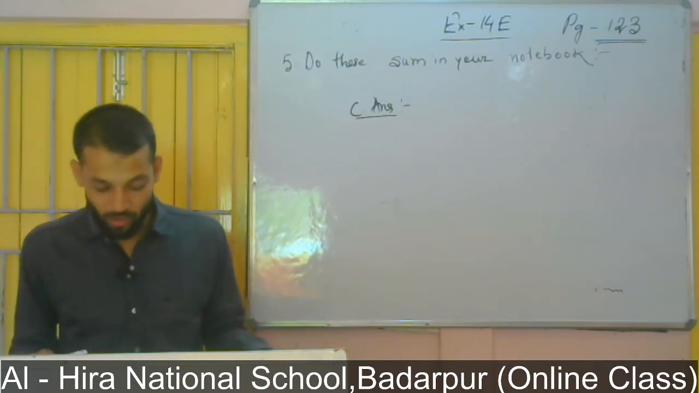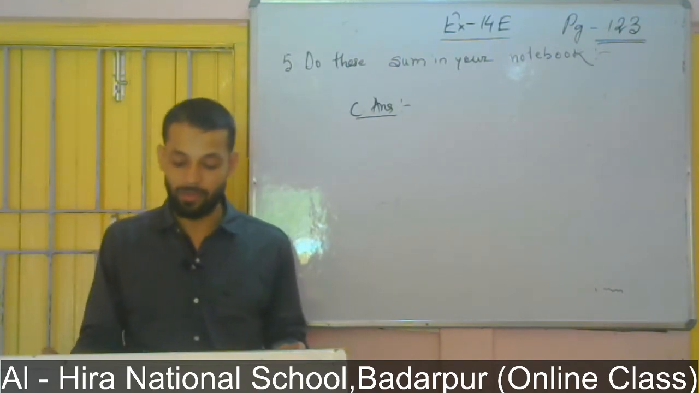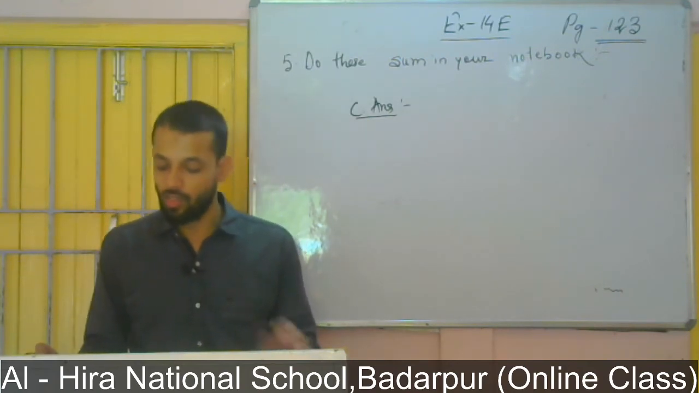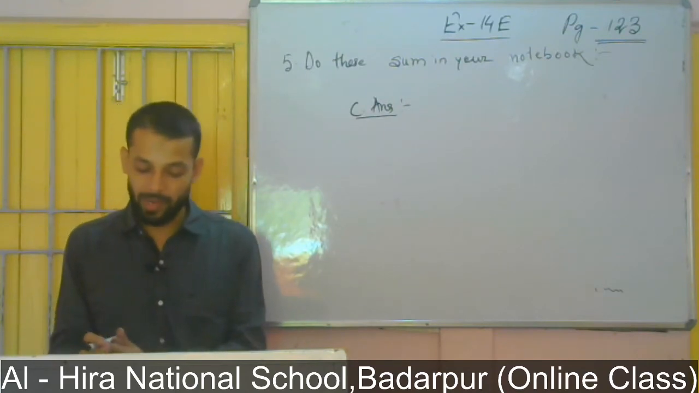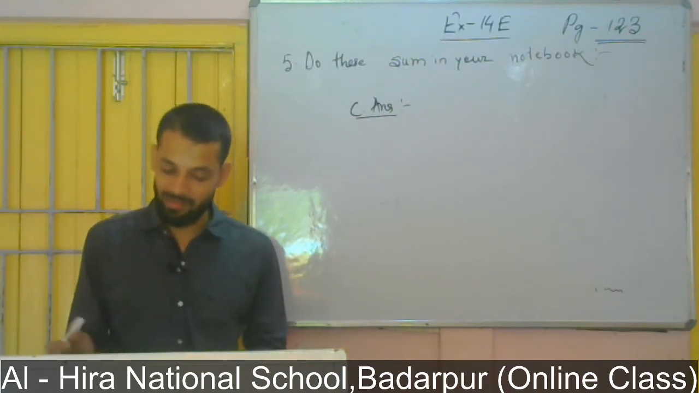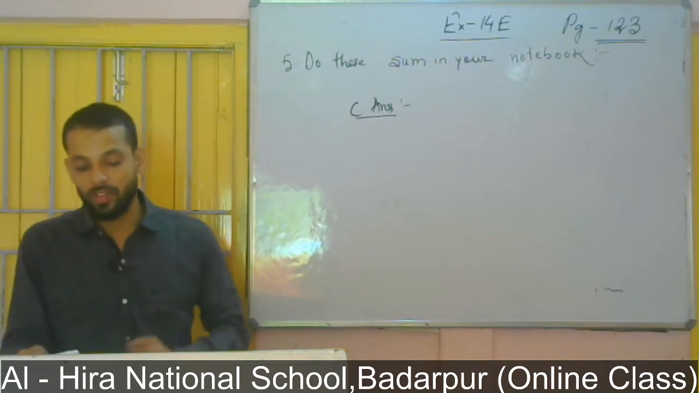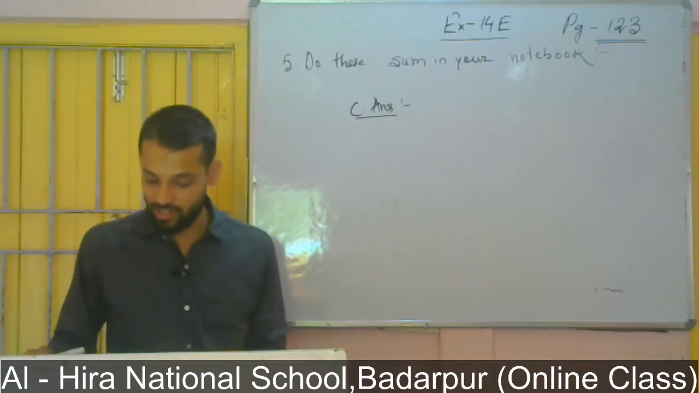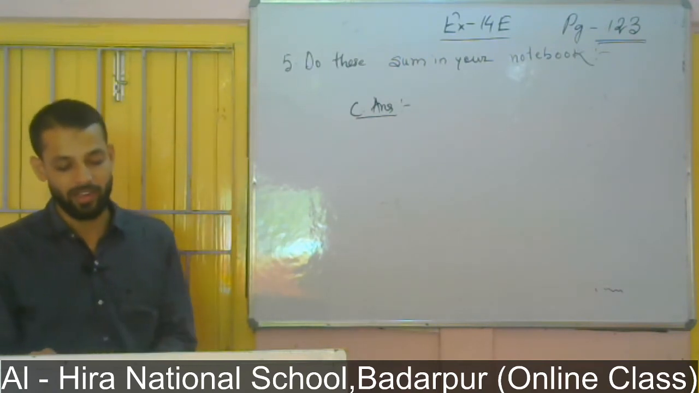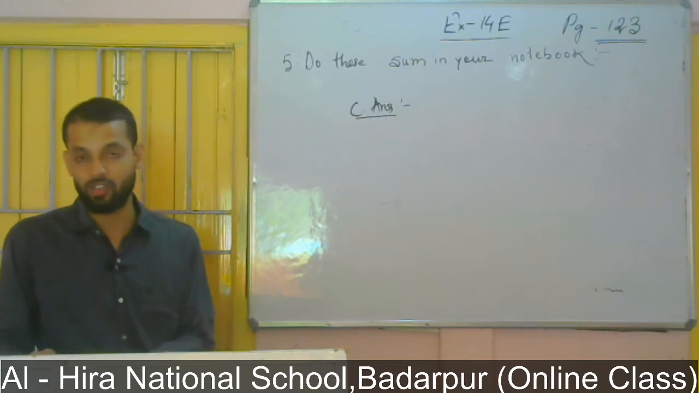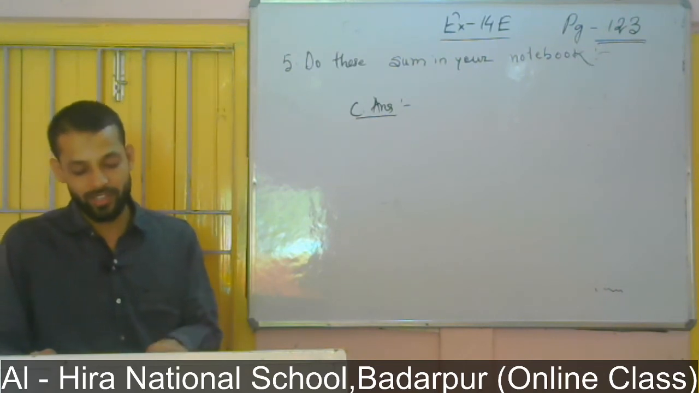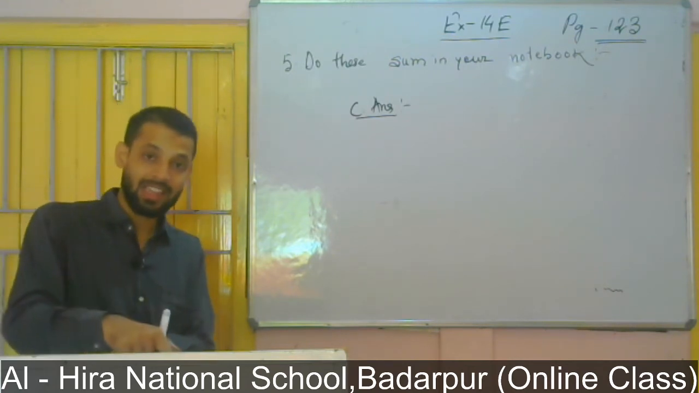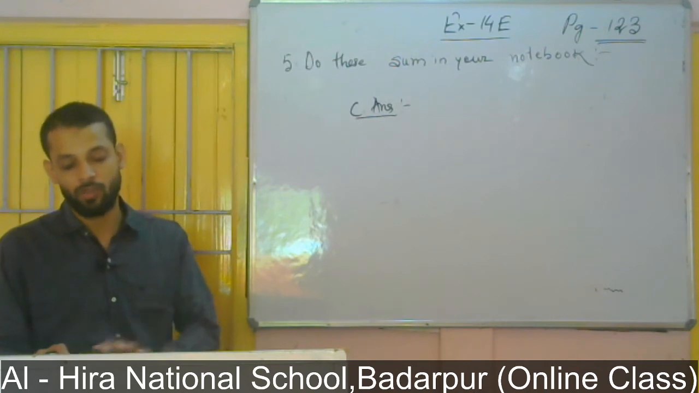So what we have to do: the cost of Jaya's sari is given here, but the price of Lina's sari is not given here. It is said that the price of Lina's sari is rupees 125 less than Jaya's sari. The price of Jaya's sari is rupees 950 and Lina's sari is rupees 125 less than that. So we have to find out the price of Lina's sari.